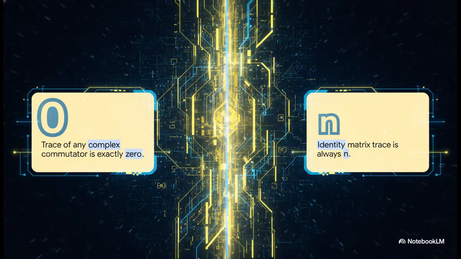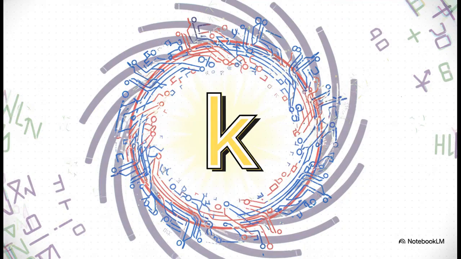But wait, here is our first massive security firewall. If you take the trace of a matrix, which, as a quick refresher, is just the sum of the elements right down its main diagonal, a fundamental law of linear algebra states that the trace of any commutator of complex matrices is always going to be exactly 0. Always. But our target? The identity matrix of size n? It has 1s all the way down its diagonal, which means its trace is always n. So a commutator can literally never equal the identity matrix directly. A direct hit is mathematically impossible. The vault is locked.